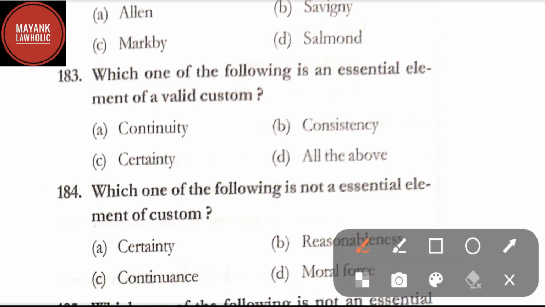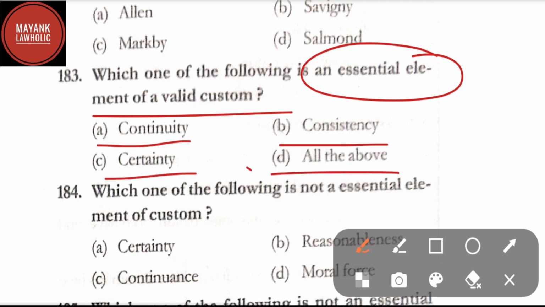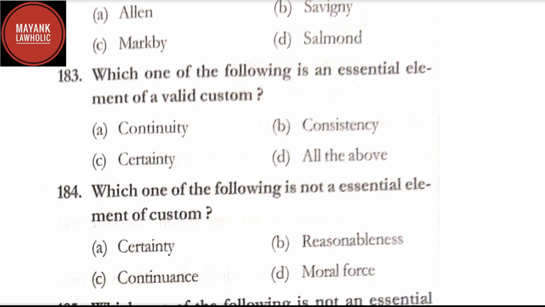Question number 183. Which one of the following is an essential element of a valid custom? Option A, continuity. Option B, consistency. Option C, certainty. And option D, all of the above. Here correct answer is option D, that is all of the above.